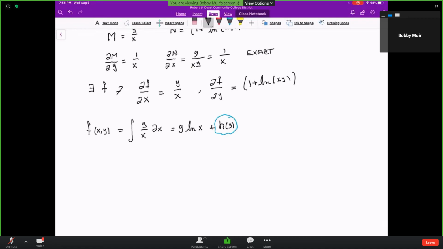Okay, so now what we do is we compute partial f partial y, and we set it equal to the N. So the derivative of this is the natural log of x plus h prime of y, and something is amiss here.